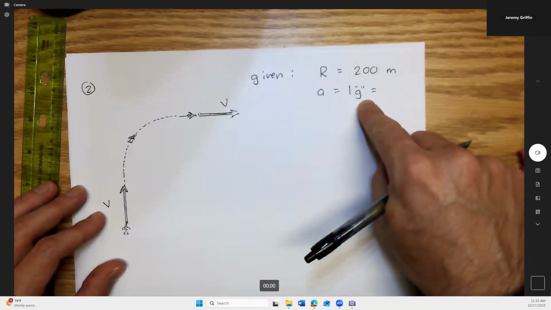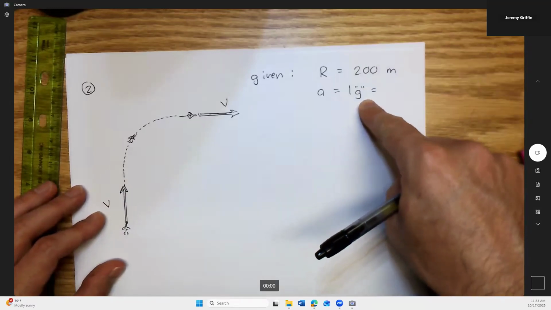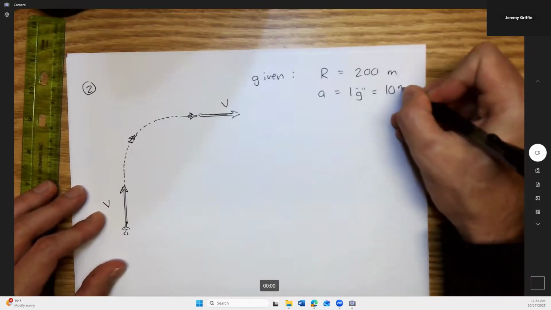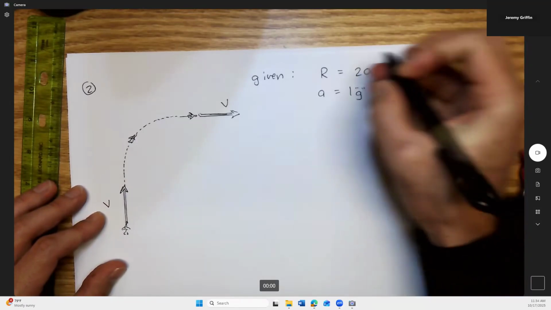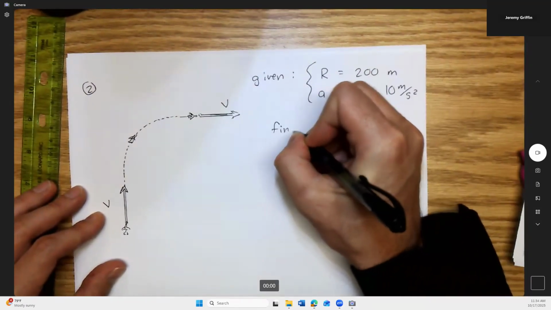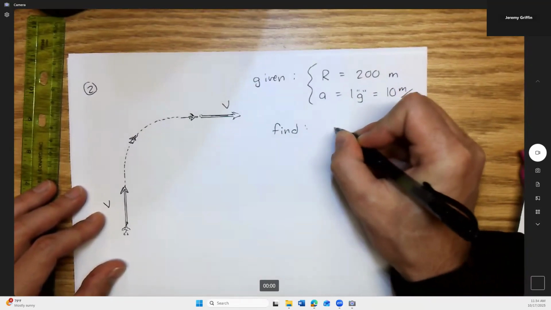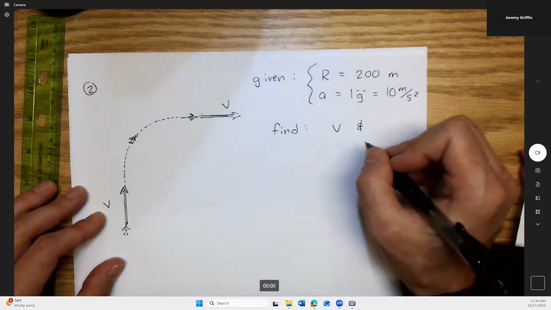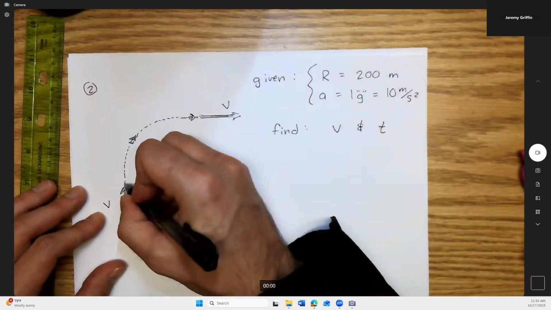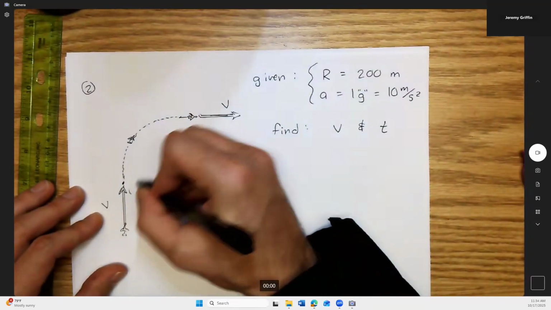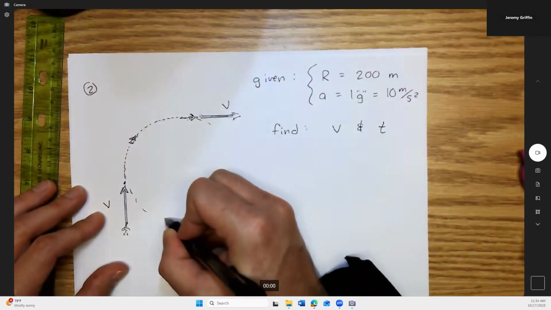And guys, what do you feel like using for gravity today? What number do you want to use? 10? Okay, 10 meters per second squared. All right, we'll do that. So let's treat this as given, and we want to find v, the speed of the plane, and also t, the amount of time it takes to get from here to here. Do you guys see I could fit a circle flush to this curve?